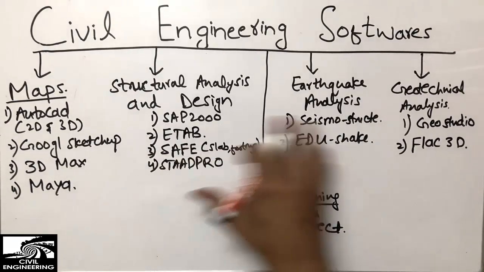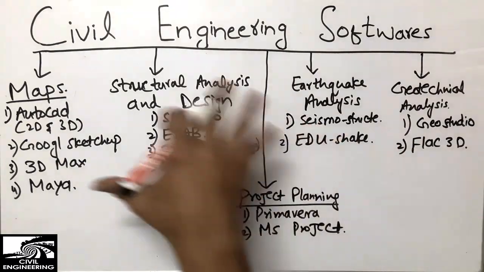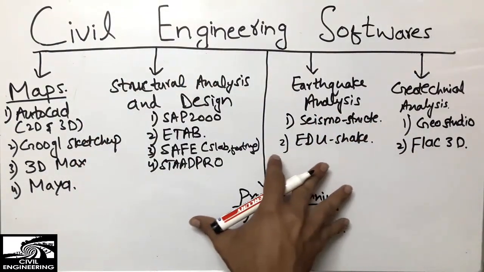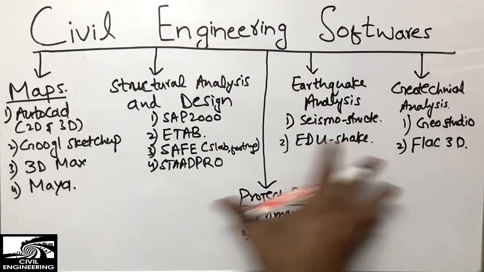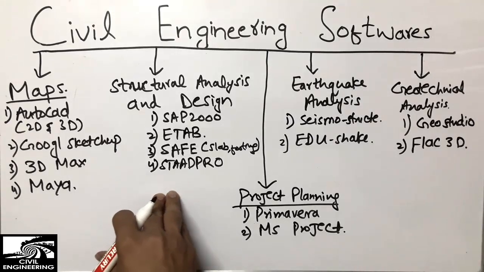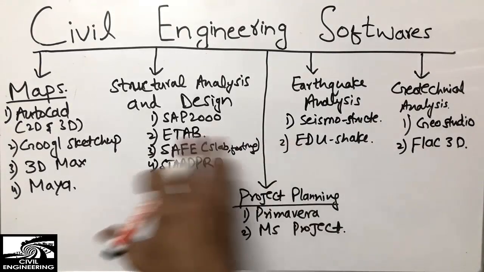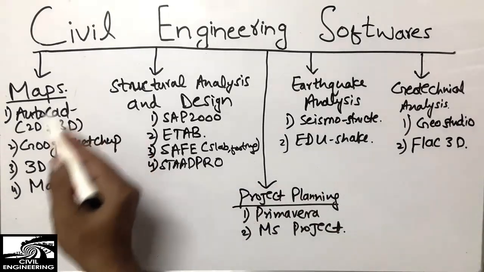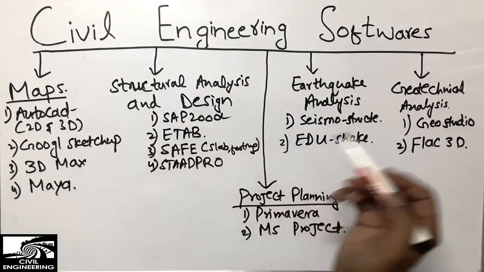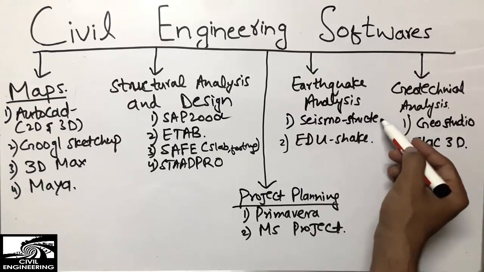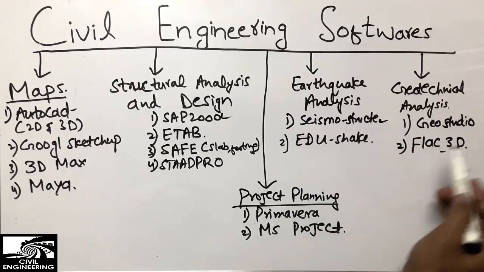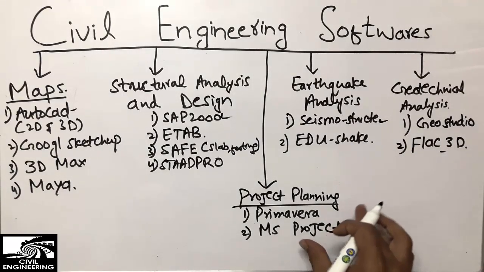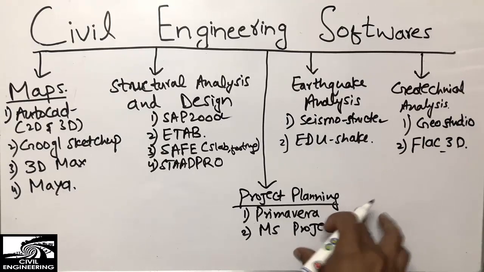So these were the five categories which a civil engineer must know about. If he's not an expert in any of these, he should still have some knowledge of this software. But he must know AutoCAD, which is very important, and SAP2000. Some engineers know SeismoStruct and FLAC 3D, and Primavera and MS Project are also really important for civil engineering students.